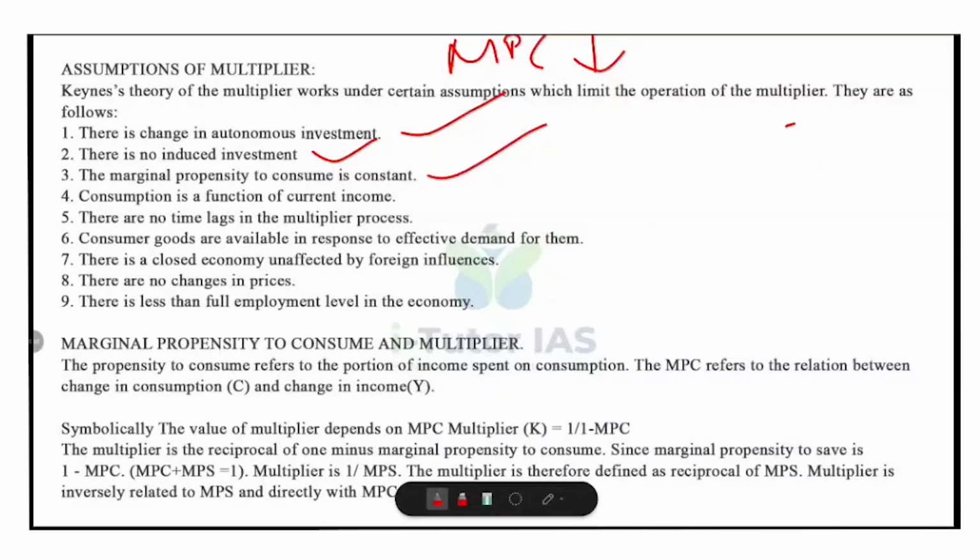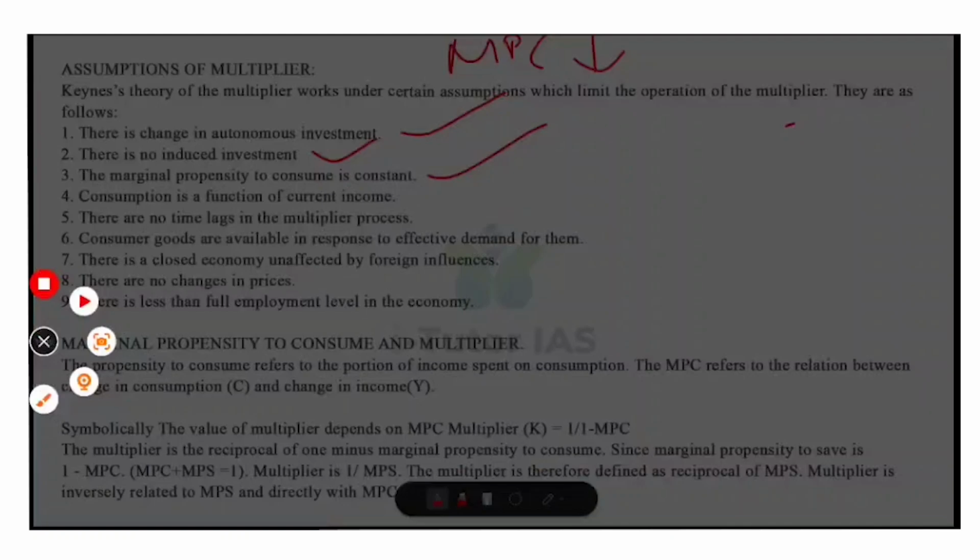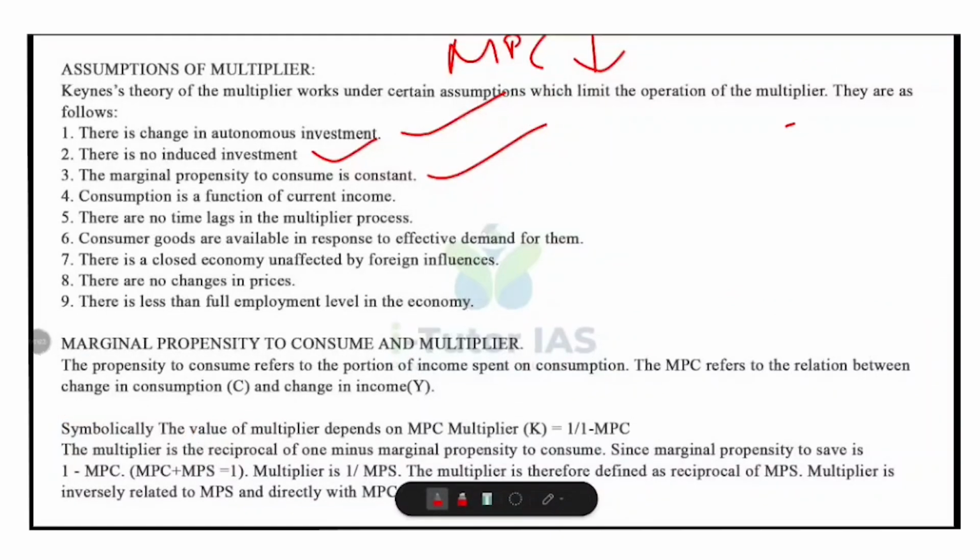Next assumption is that the marginal propensity to consume is constant. Throughout the process, people are assumed to spend the same proportion of their income. If MPC changes, the size of the multiplier will also change, making it harder to measure.